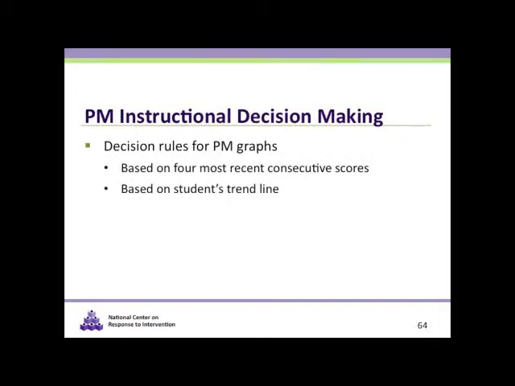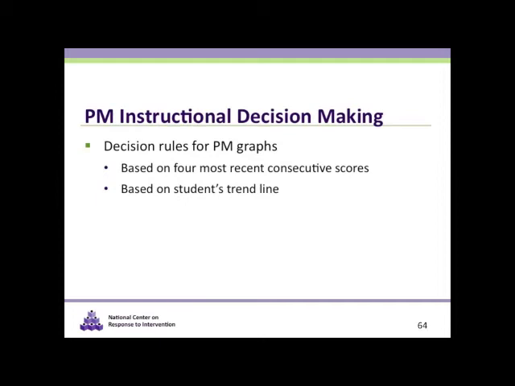Once goals are set and individualized programs are implemented, it is important to monitor student progress. With CBM, educators can judge the adequacy of student progress and the need to change instructional programs. Standard decision rules guide decisions about the adequacy of student progress and the need to revise goals and instructional programs. Decision rules are based on the 4 most recent consecutive scores or on the student's trend line.